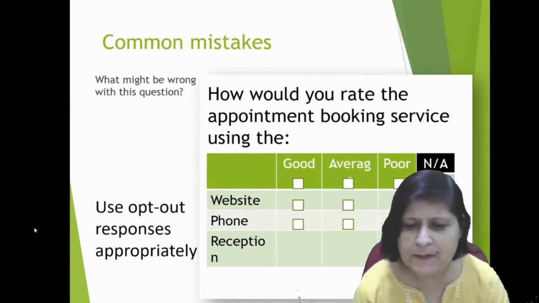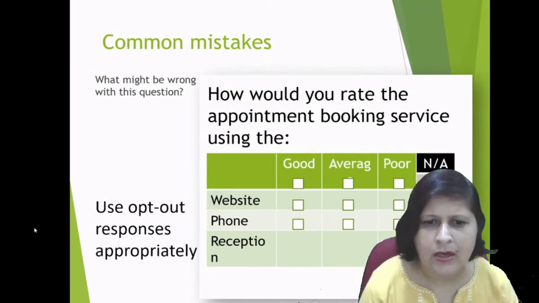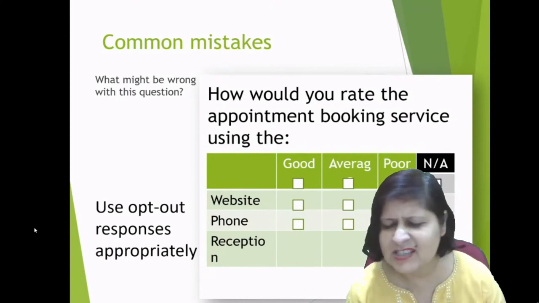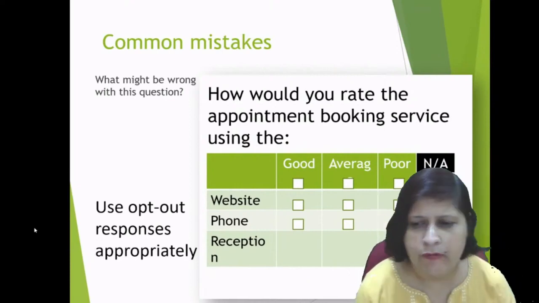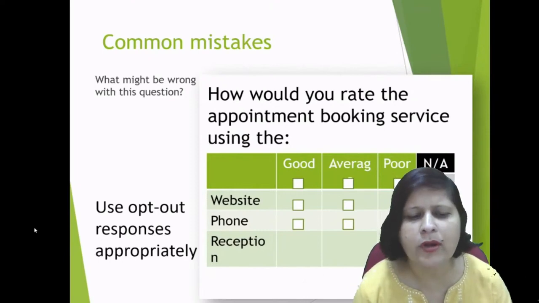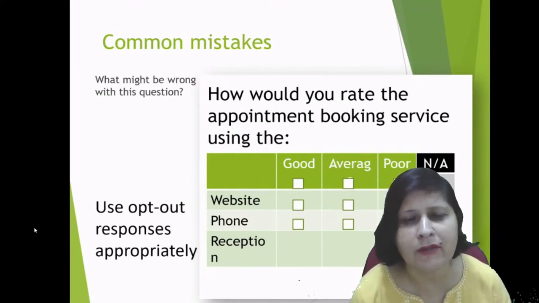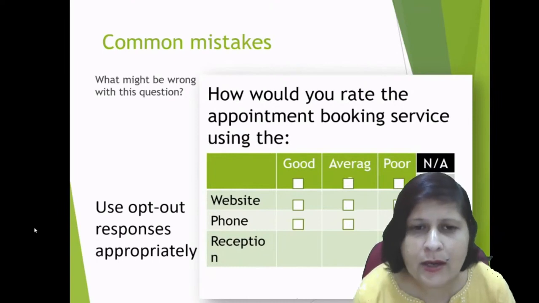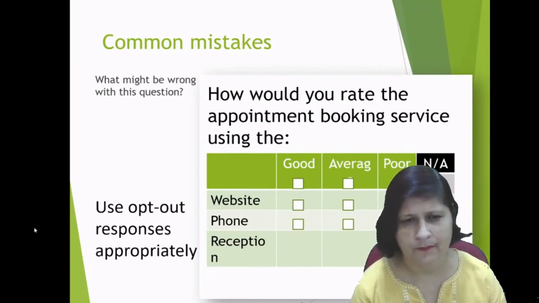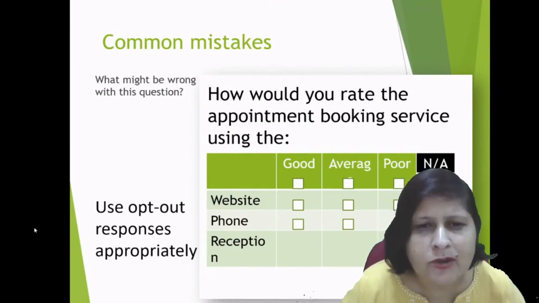Right? Phone or the website. That is website, phone, or the reception. Over the phone, yes, I always took the appointment over the phone. It is good. Reception, I could say poor. But I never used the website for the appointment. Then how could I give the rating for the services which I have never utilized? So these are the common mistakes. Either I'll say good, average, or poor. Then again, it will impact your results. Because I am giving a biased result, I am not showing you the true picture.